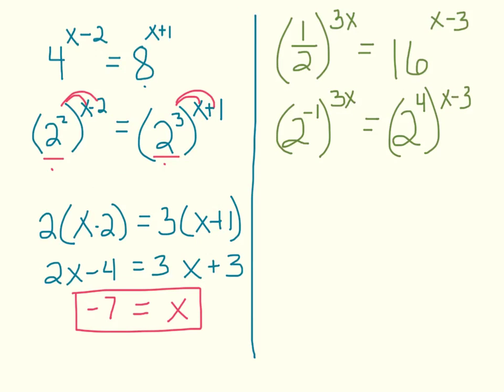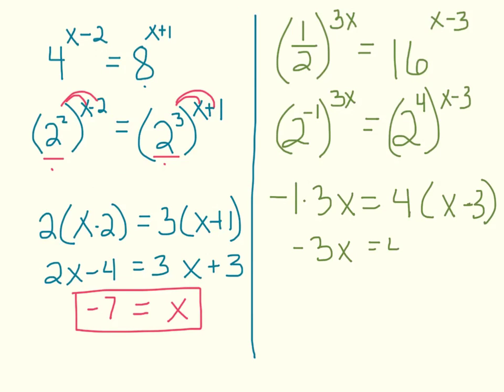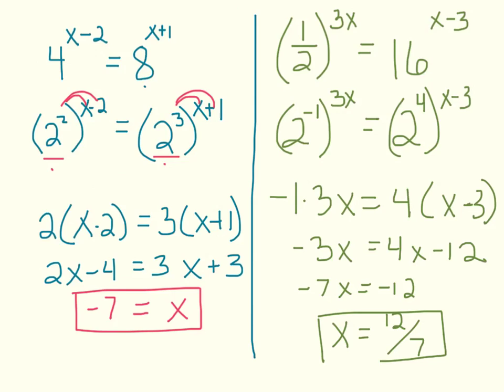So now that our bases match, we can just take the exponents. Negative 1 times 3x equals 4 times x minus 3. And do the baby algebra. So we've got negative 3x equals 4x minus 12. And if I took away 4x from both sides, I'd have negative 7x equals negative 12. Divide by negative 7, and I get x equals 12 sevenths. Just leave it as a fraction. 12 sevenths is fine.